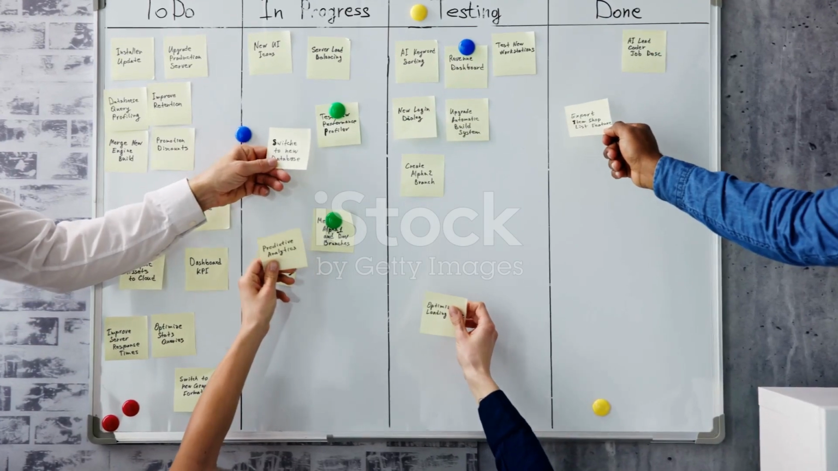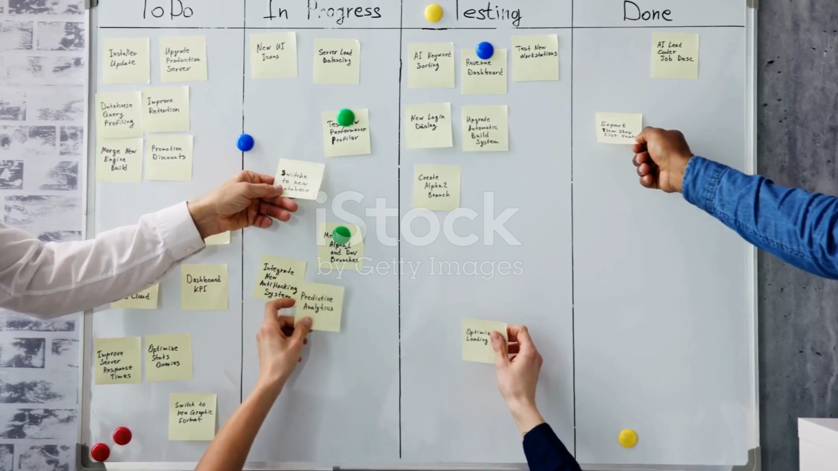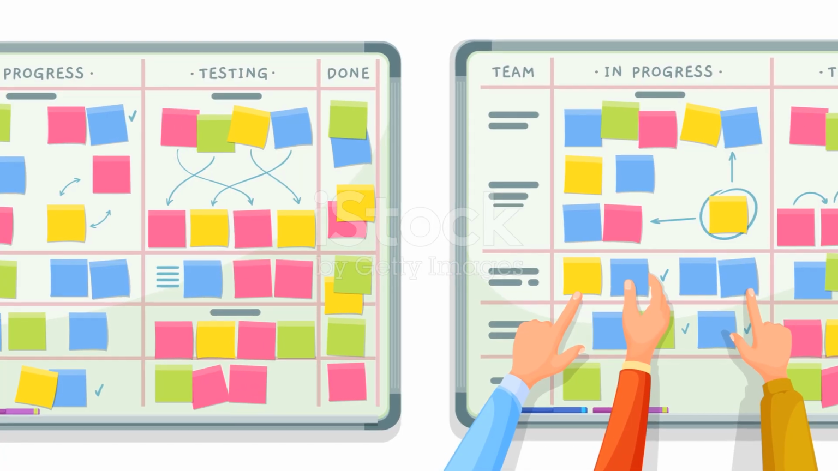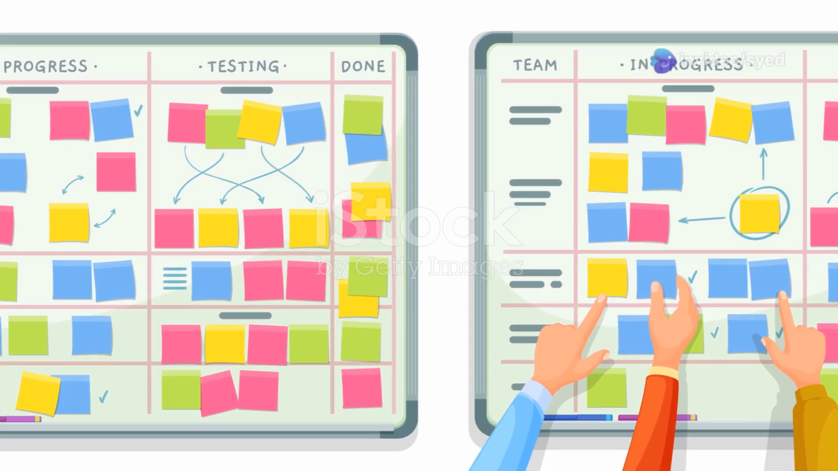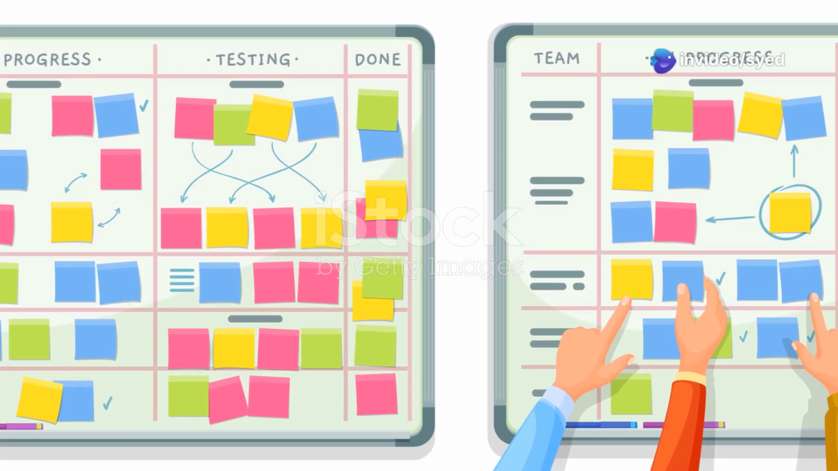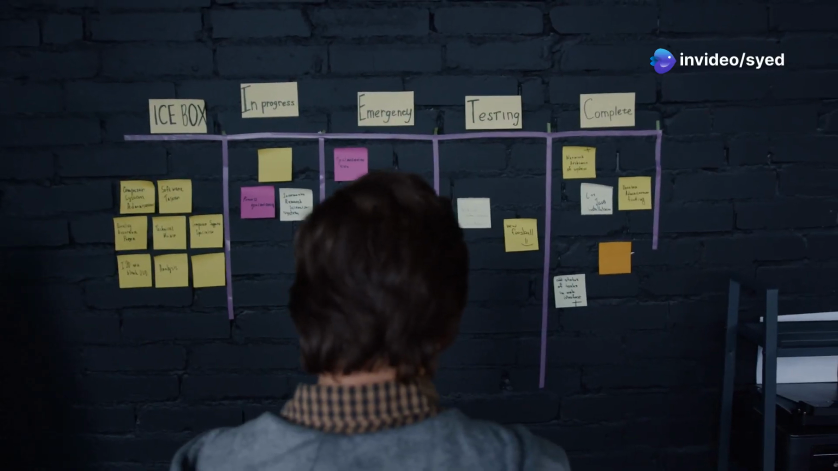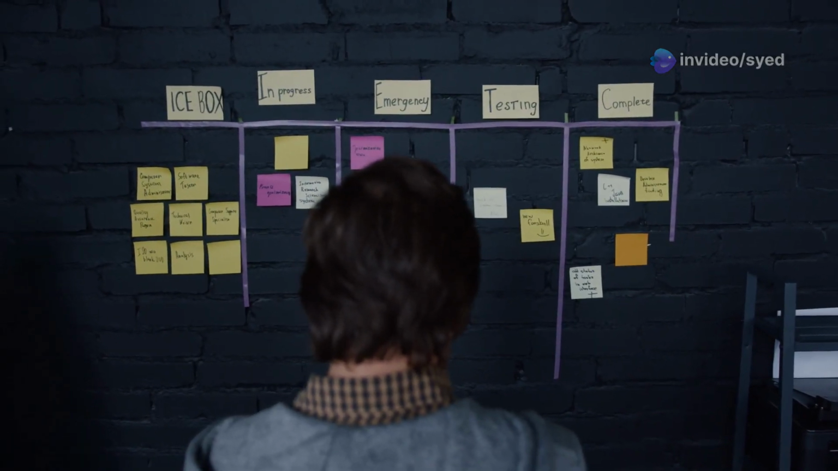Scrum and Kanban boards help visualize and manage your work. Scrum boards track sprints, while Kanban boards manage continuous workflows. And don't forget the backlog, your prioritized to-do list.